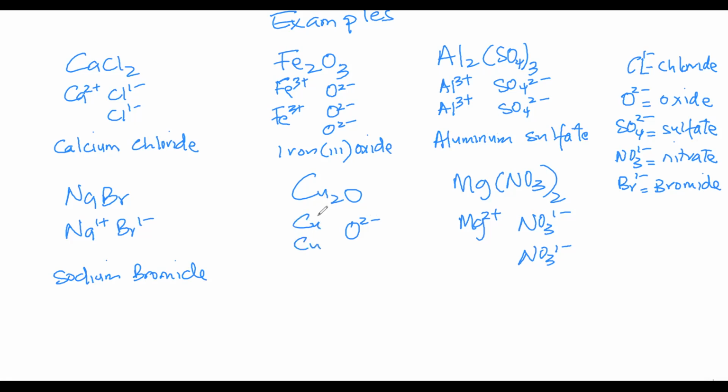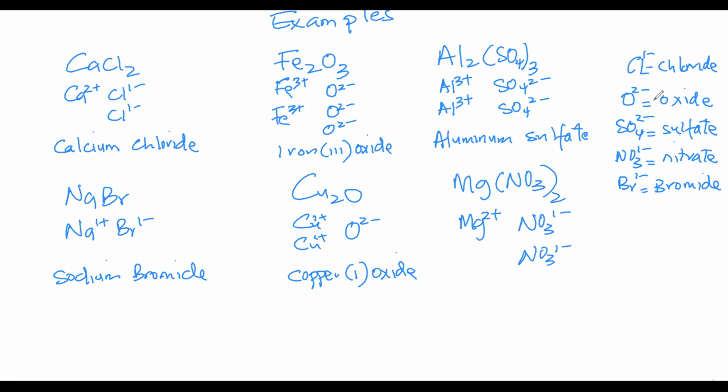2 of them. If that is together, that means this is 1 plus, this is 1 plus. So it will be copper 1 oxide. You see, I have it written here, copper 1 oxide. Normally, you look it up. With time, you will be able to say it without looking it up. The more practice you get, the more you get it.